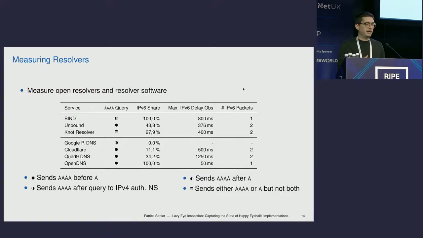What we see is BIND sends both record types, but always sends the A record first and the quad A record after. But BIND then still always will use IPv6 if a quad A record is provided. This is unlike Unbound. Unbound always sends the quad A record first, but will only use IPv6 in 44% of the cases which we observed. So maybe there's some randomness in there. We don't exactly know why it shows this, but it's not always preferring IPv6. It seems to sometimes use IPv6, sometimes use IPv4.